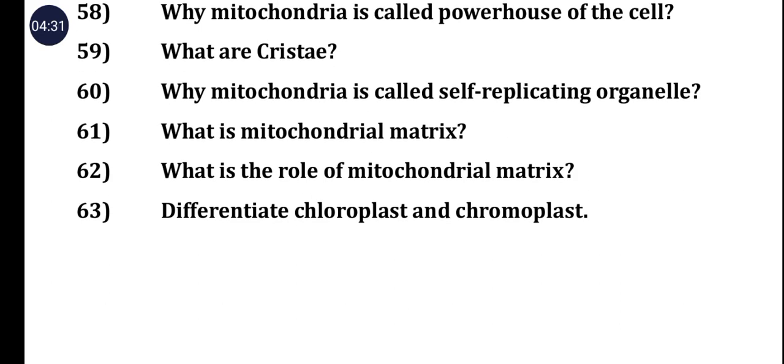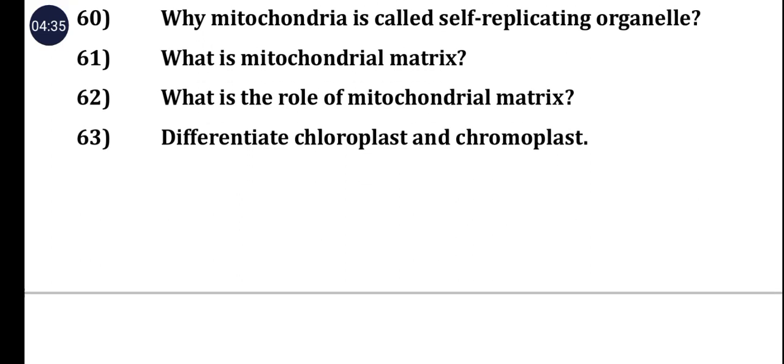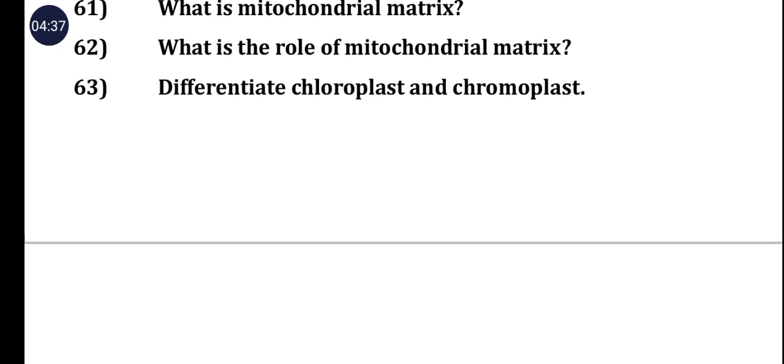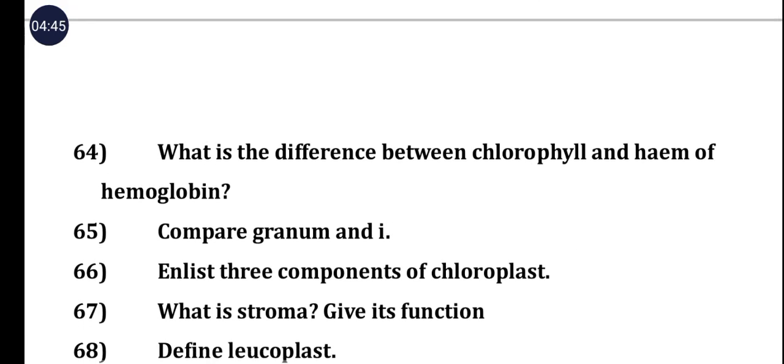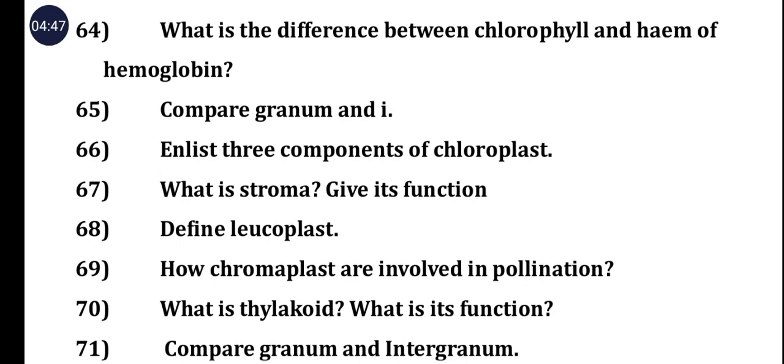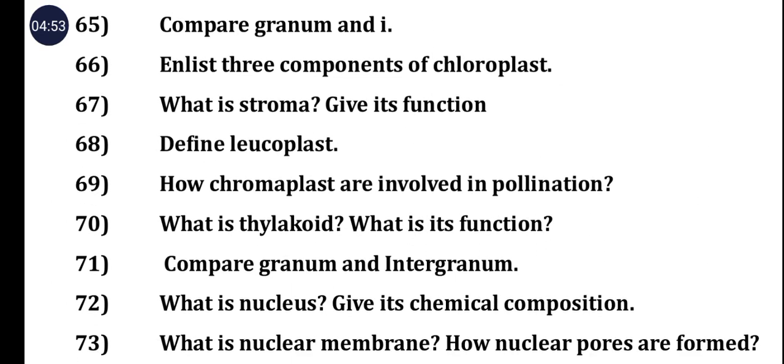What are cristae? Why mitochondria is called self-replicating organelle. 61, what is mitochondrial matrix. And 62 is what is the role of mitochondrial matrix. 63, differentiate chloroplast and chromoplast. 64, what is the difference between chlorophyll and heme of hemoglobin.